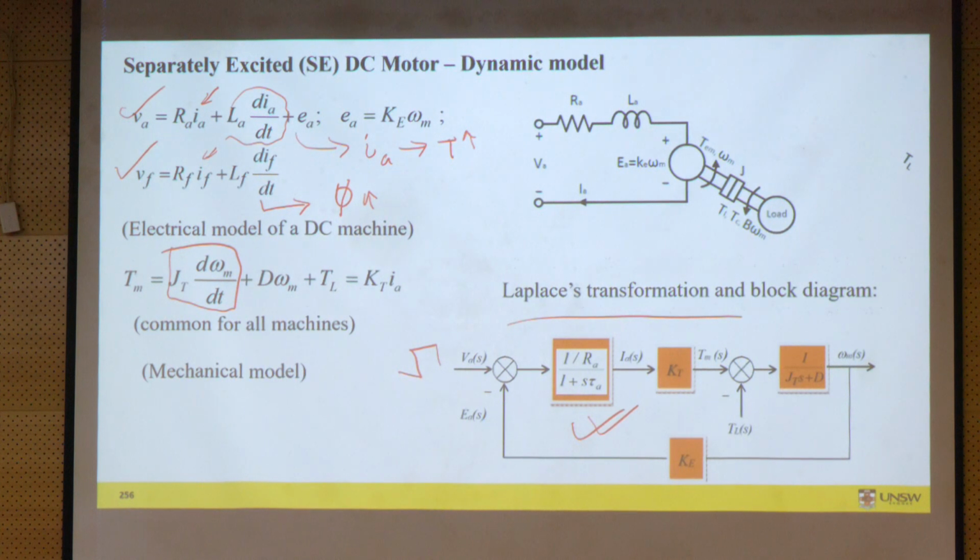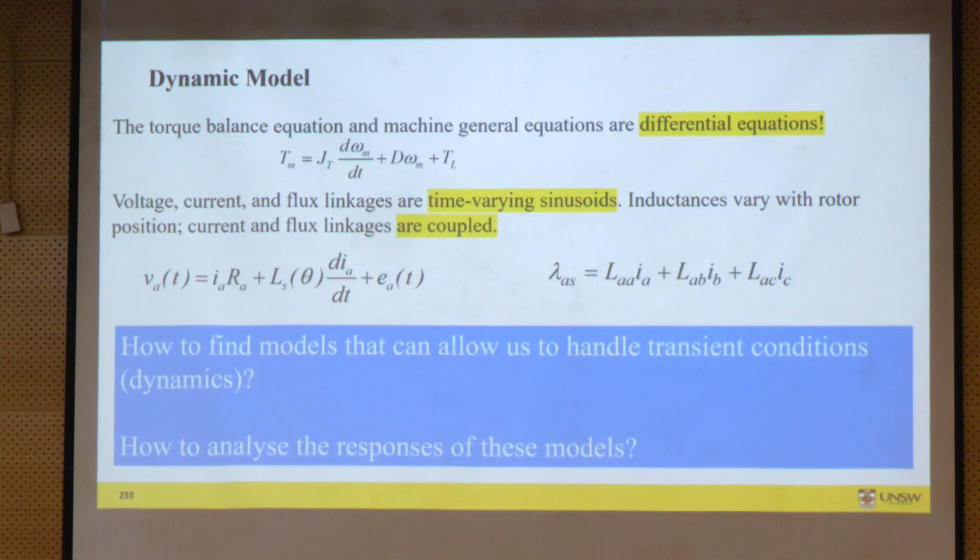But we can't do this with the phase voltage equation of the AC machine. We can't apply Laplace here, because we have trouble with the inductance, which is also going to change with position. So direct use of this equation is not easy. On top of that, our flux and torque are coupled to each other.